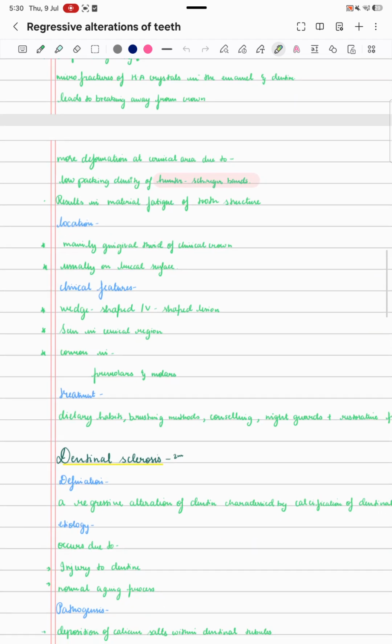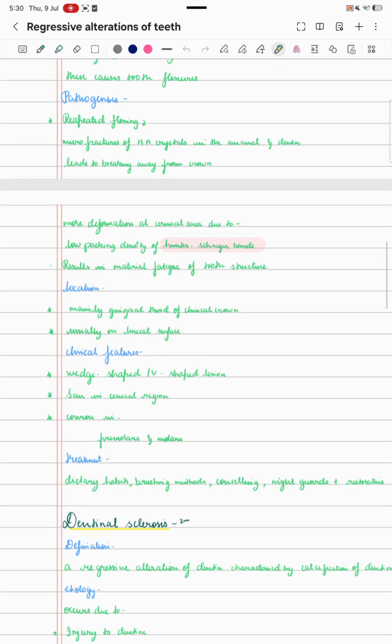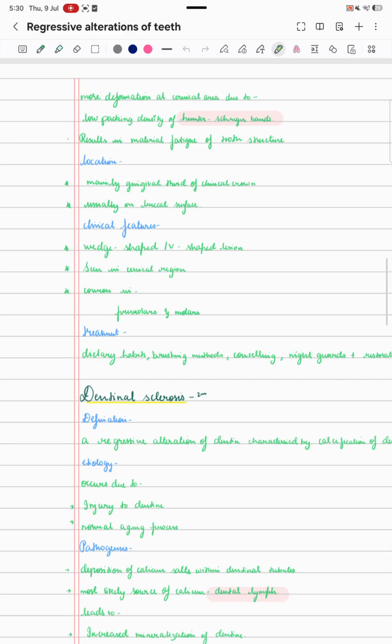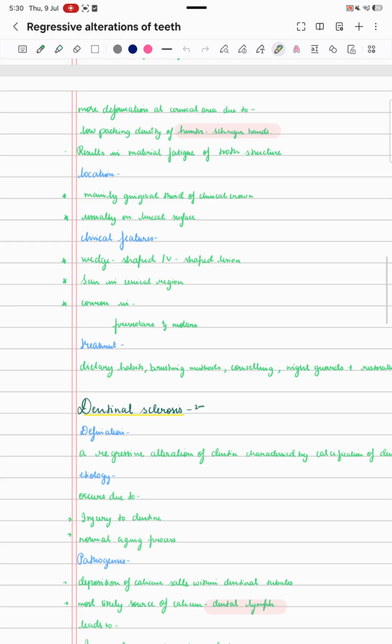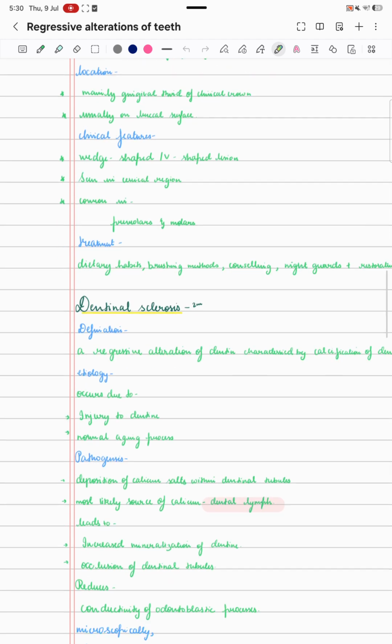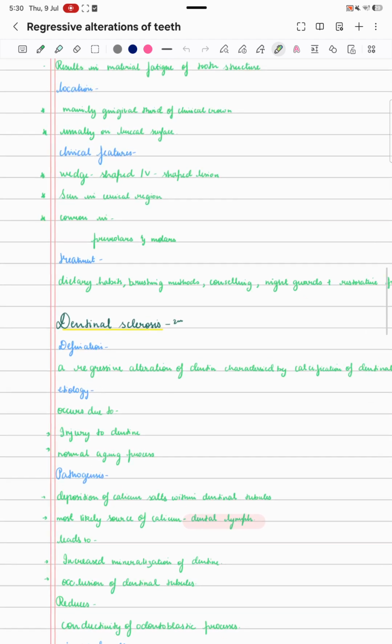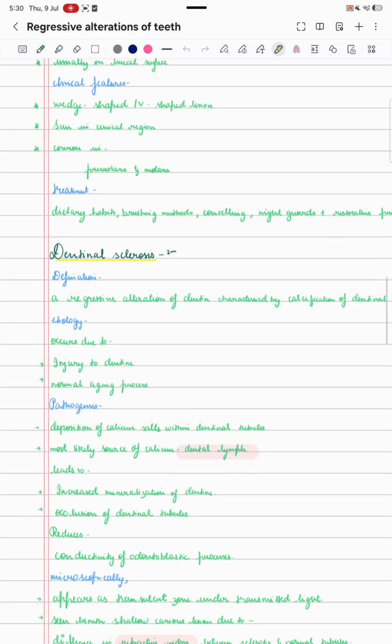More deformation occurs at the cervical end due to the low packing density of the Hunter-Schreger bands. So in the cervical end, the packing of the Hunter-Schreger bands of the enamel is less, resulting in material fatigue of tooth structure. Now coming to the location: mainly in the gingival third of the crown, usually on the buccal surfaces, seen as a wedge-shaped lesion in the cervical area, common in premolars and molars.